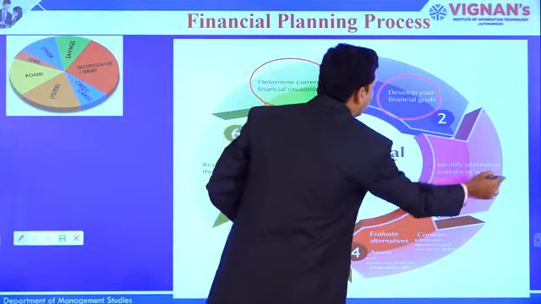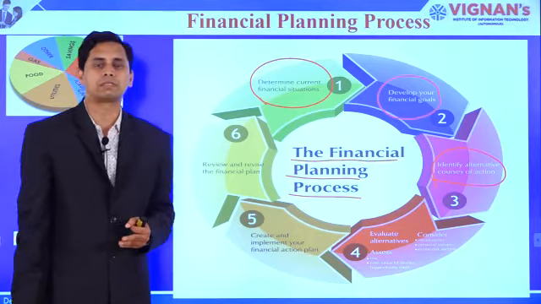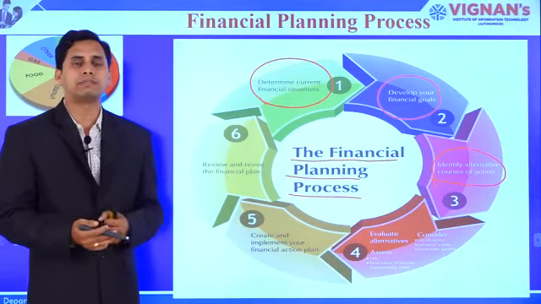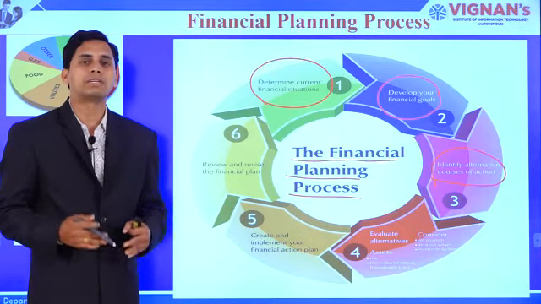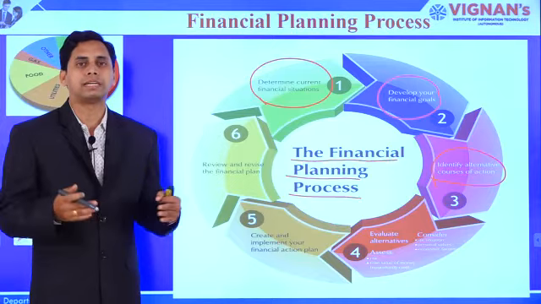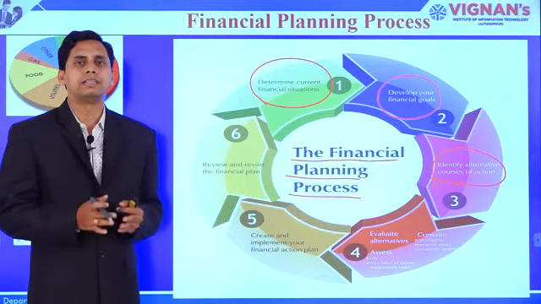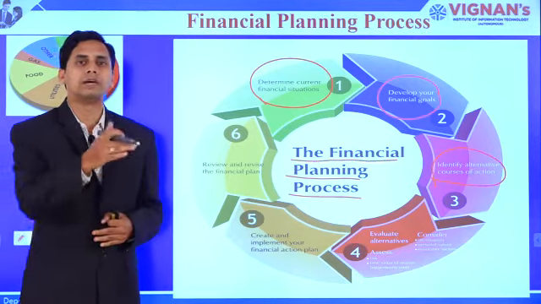Identify alternative courses of action. Yes, I want to retire happily with a 1 crore corpus. Then what is the action plan for that? What is the current money that I am earning, and in what way do I have to invest my money in a systematic way to achieve this 1 crore capital for my retirement?